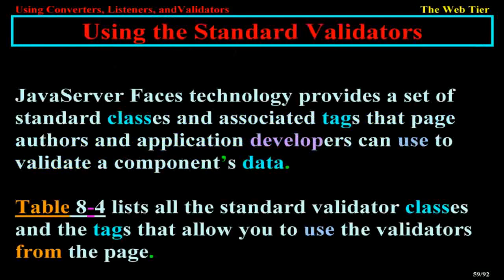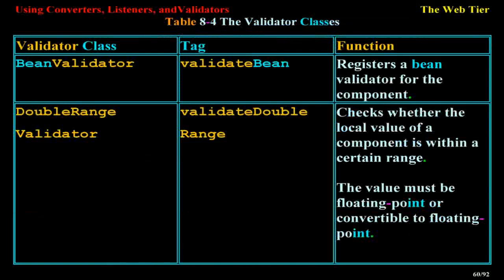Using the standard validators. JavaServer Faces technology provides a set of standard classes and associated tags that page authors and application developers can use to validate a component's data. Table 8-4 lists all the standard validator classes and the tags that allow you to use the validators from the page. Table 8-4, the validator classes. BeanValidator, validateBean, registers a bean validator for the component. DoubleRangeValidator, validateDoubleRange, checks whether the local value of a component is within a certain range. The value must be floating point or convertible to floating point.